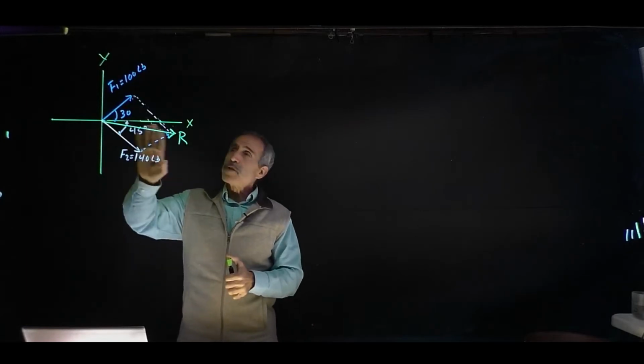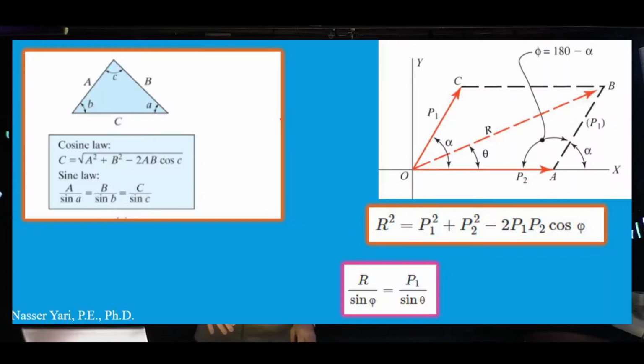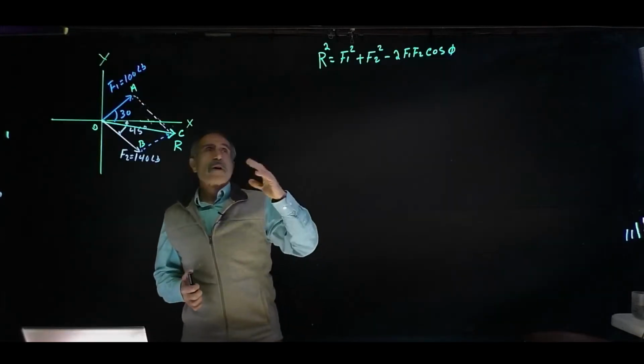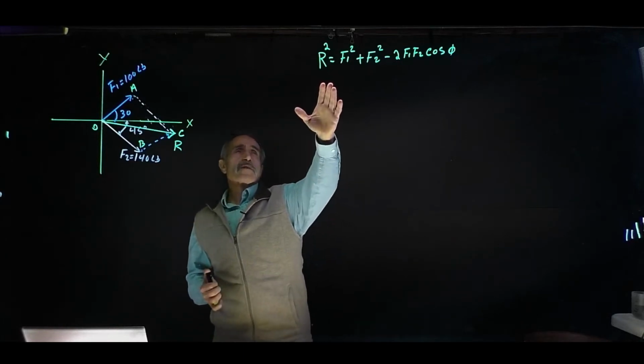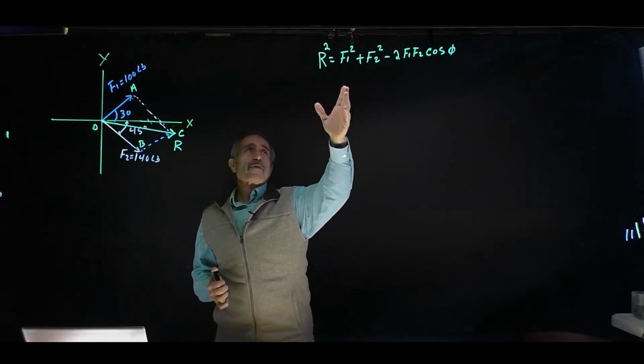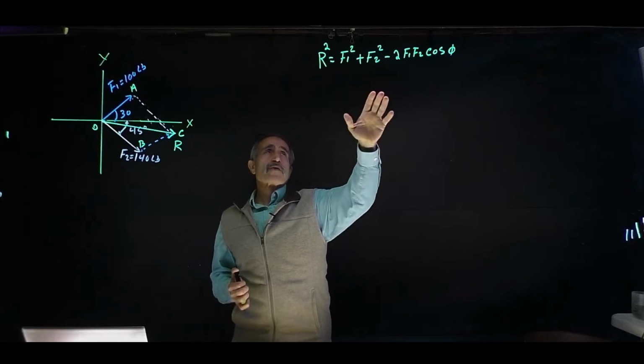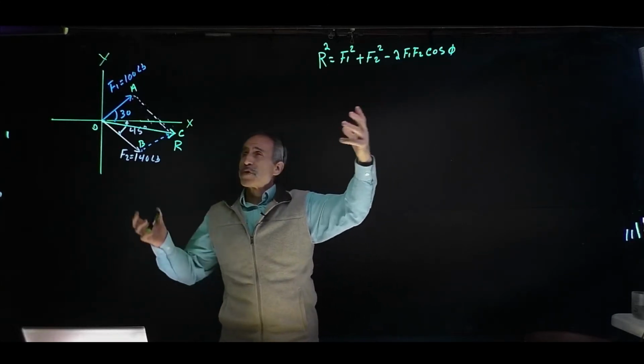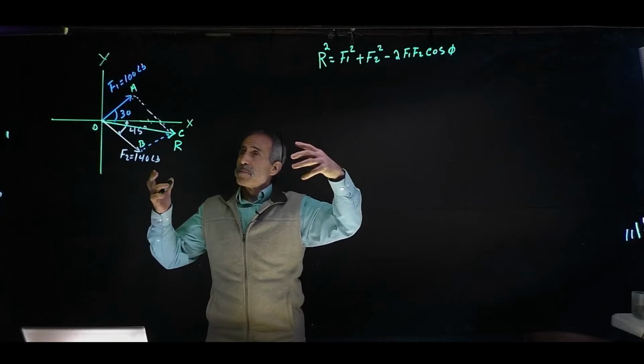Again, we're going to do this two different ways. First, we're going to use the sine and cosine law. Remember, we talked about sine and cosine law. We can calculate this using the law of cosines, which says R squared is equal to F1 squared plus F2 squared minus 2 times F1 times F2 times the cosine of the angle between them.